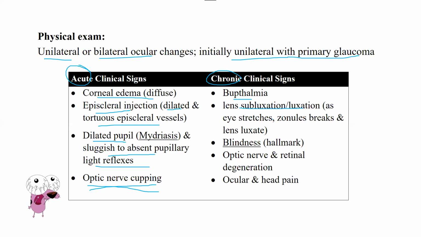Because of that, the zonules start to break and the lens will exit, because zonules are basically holding the lens. So this situation will cause lens subluxation or the entire luxation of the lens. Then blindness, that is a hallmark of chronic glaucoma. You should remember it is this clinical sign that will appear in the chronic one, not the acute one. Then we have optic nerve and retinal degeneration, of course, and ocular and head pain.